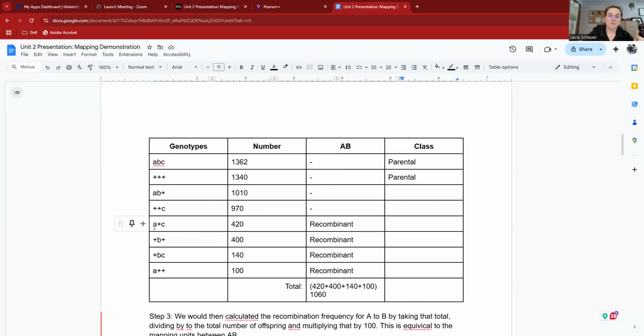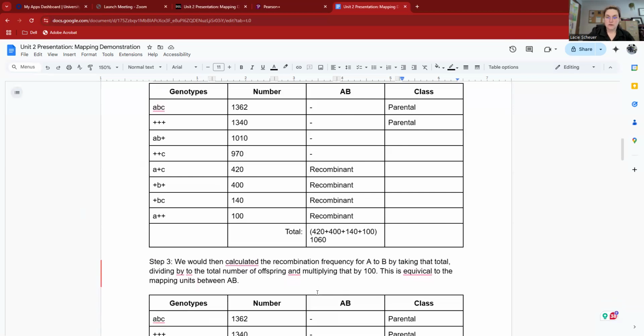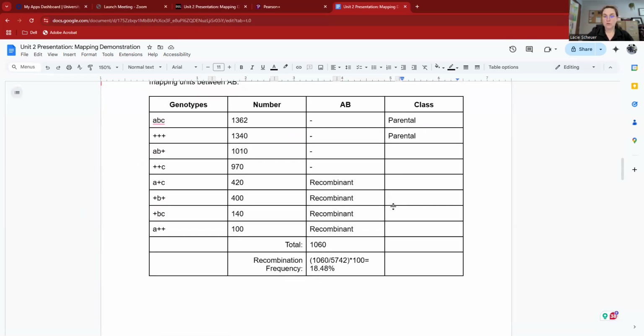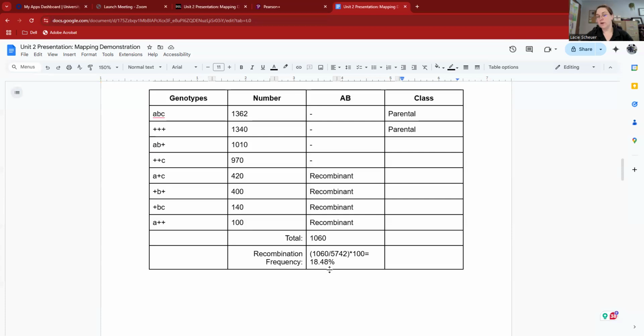So we're going to look at ones that are like A plus B. So here's another plus B and another A plus. We're going to add those populations up. So that's 160. And when we take that and add it all up here, as you can see, and times it by 100, we have the recombination frequency of 18.48.